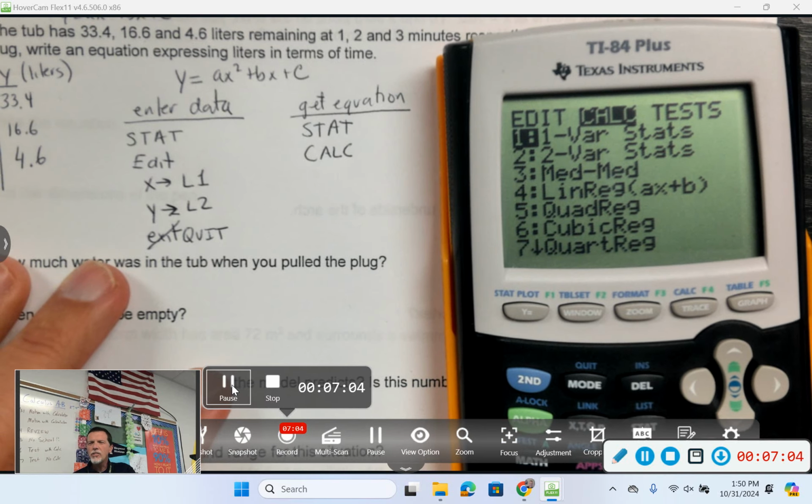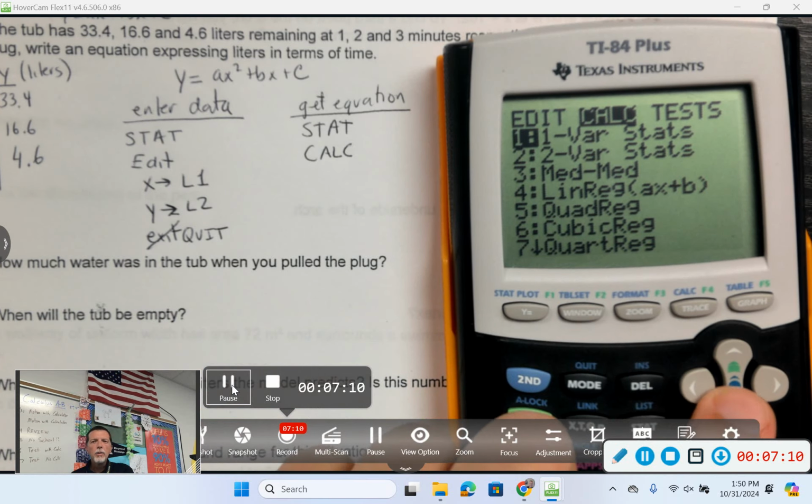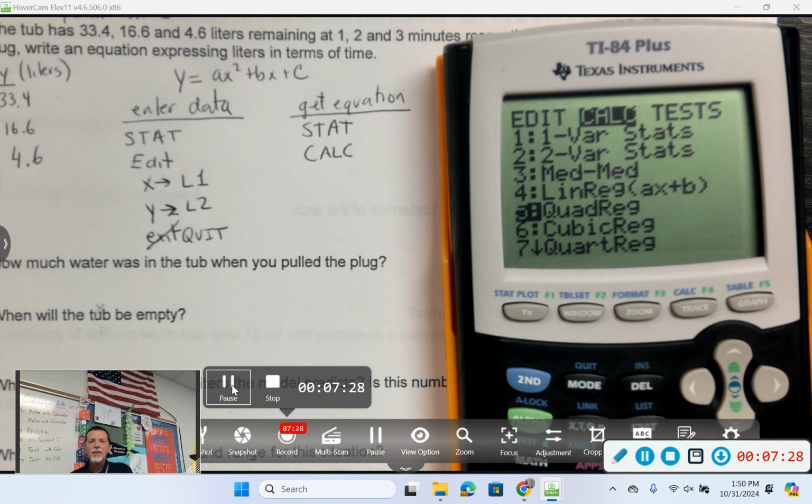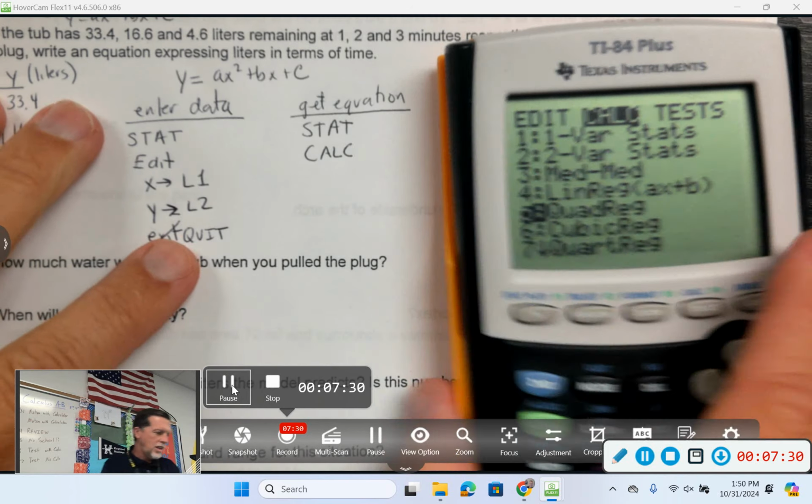Have we done regressions? I think we did that in pre-cal. Have you done it before in here? Okay. A regression, that's a fancy word for fit an equation to the data. So a linear regression fits a line to the data. That's kind of convenient. They threw the ax plus b on there. So which option do you think we want to use if we're doing parabolas? The quadratic regression.